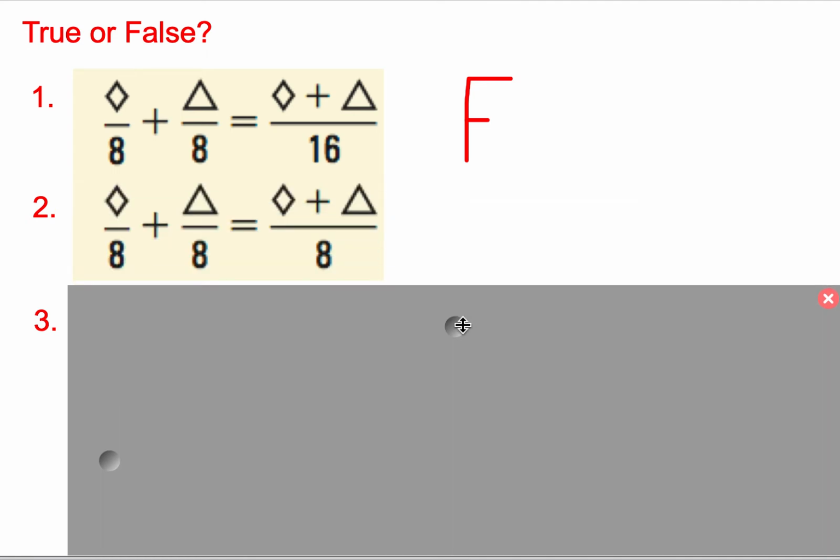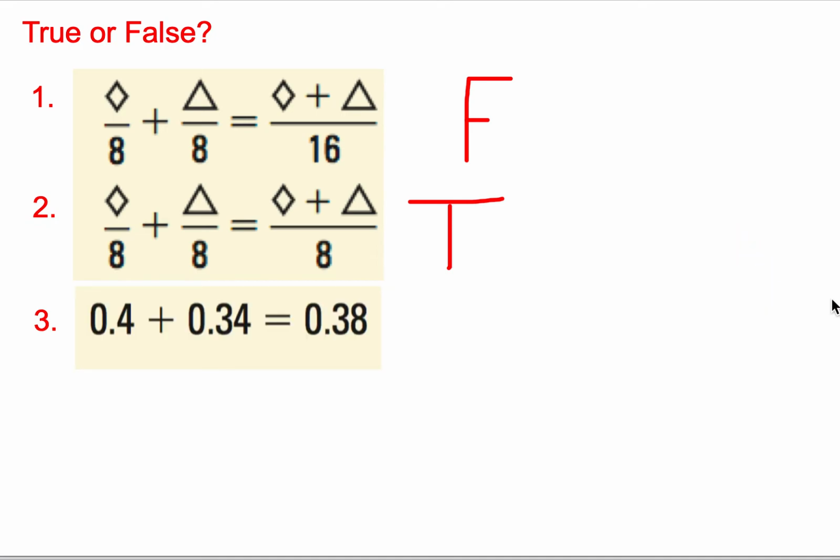Okay, next. Diamond over 8 plus triangle over 8 is diamond plus triangle all over 8. All right, that one is true. It's true because we keep the common denominator and we just add the numerators.